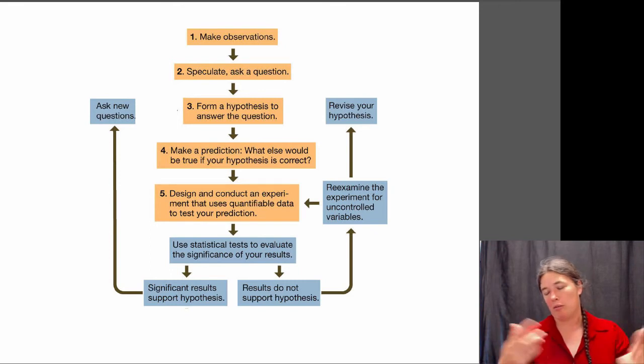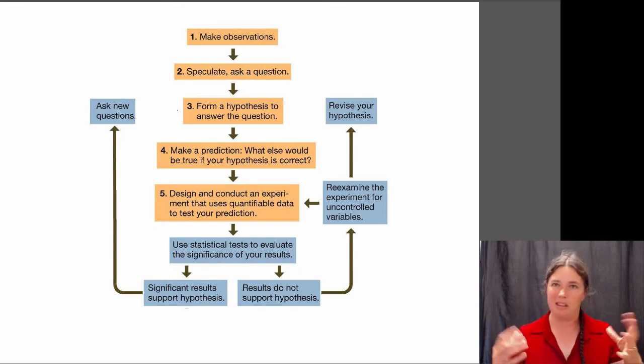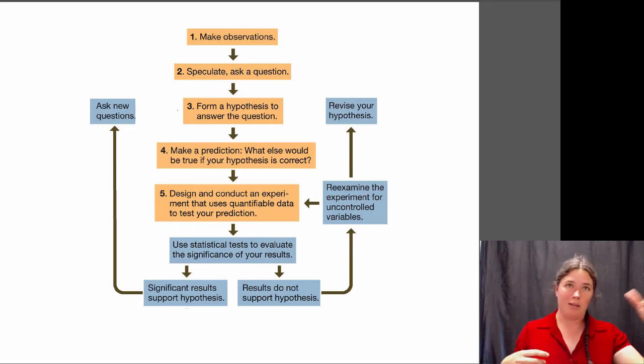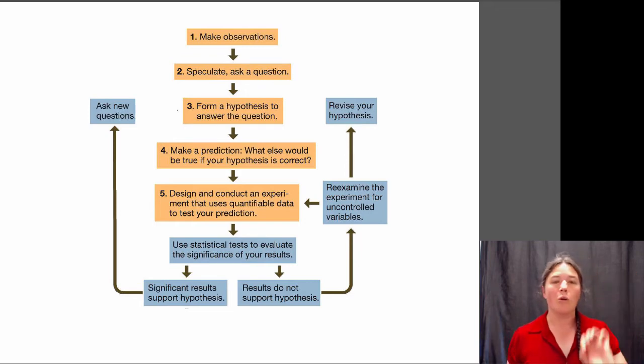And you can conduct some statistical analysis on that and determine that it is a statistically significant result. Great. You've just supported your hypothesis. Note, I did not say that you prove your hypothesis. I want you all to remove the word prove from your vocabulary.